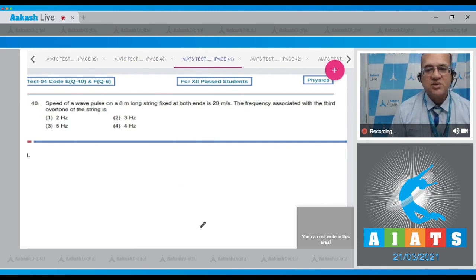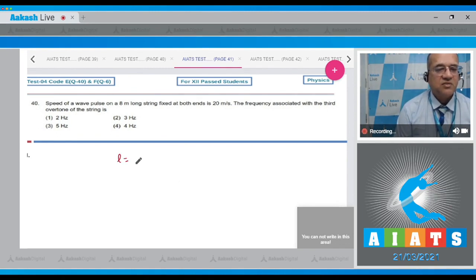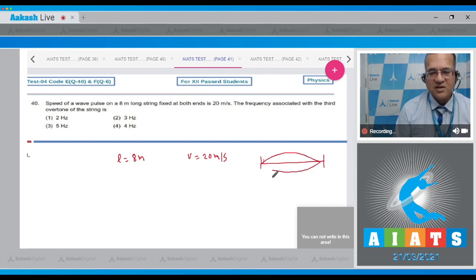Question number 40. The speed of a wave pulse on an 8 meter long string fixed at both ends is 20 meter per second. Find the frequency associated with the third overtone of the string. The length of the string is given as 8 meter and the speed is given as 20 meter per second. The string is fixed at both ends with length L, so the fundamental mode will be like this, with a node at each end, so L is equal to lambda by 2.